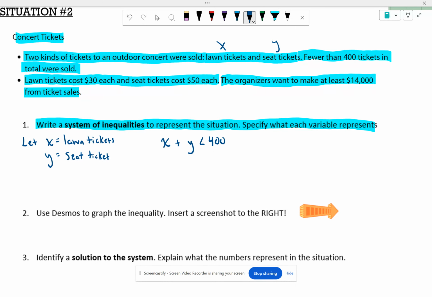Now, each lawn ticket costs $30 each. So I'm going to make $30 times however many lawn tickets I sell in just the lawn seats. The seat tickets cost $50 each, so I'm going to make $50 for each seat ticket I sell. If I add those two together, that's how much money I'm making from both tickets, and that has to be at least $14,000. So it's got to be greater than or equal to that value.